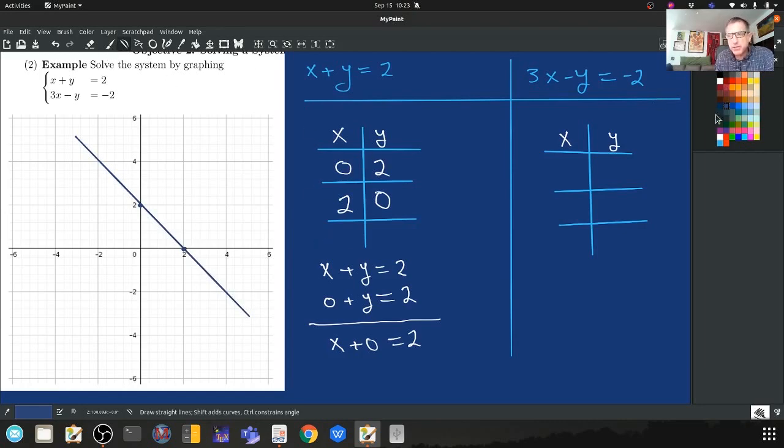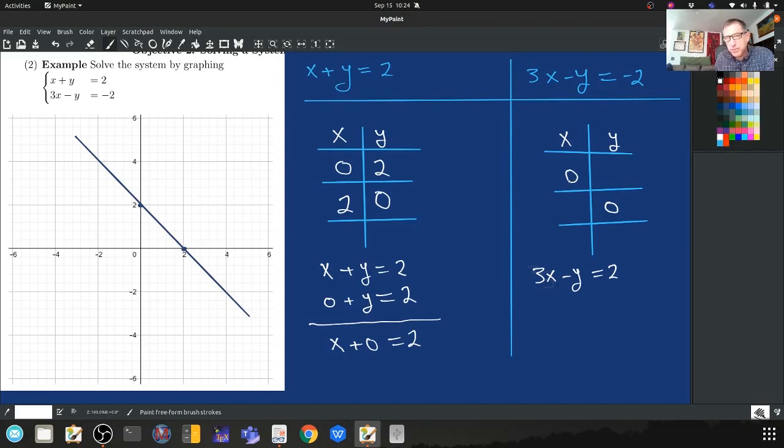So coming over here to this next one, we have a different equation. Oh, yeah, I'm on the wrong color. 3x minus y is equal to minus 2. And again, our constant is non-zero, it's minus 2. So we're going to go ahead and use the kitty corner zeros here as well.